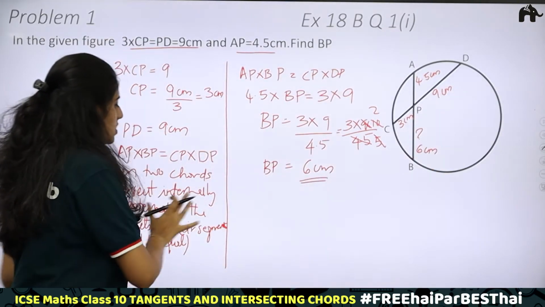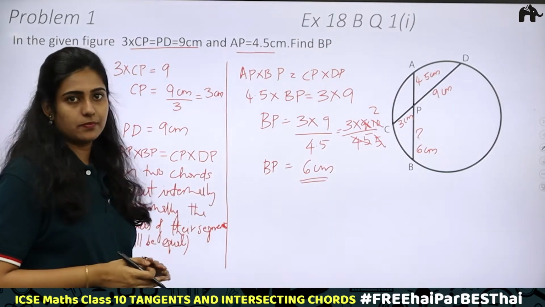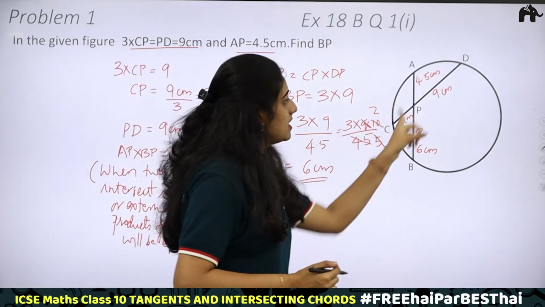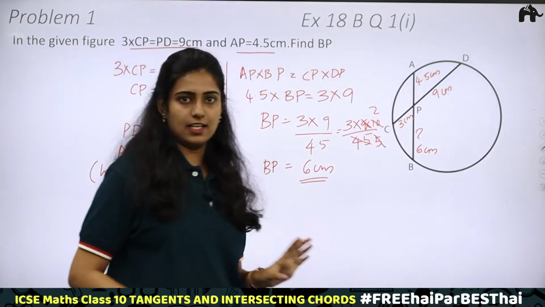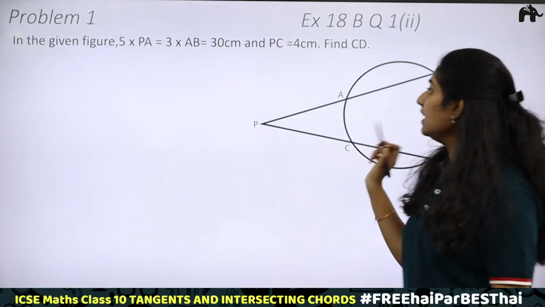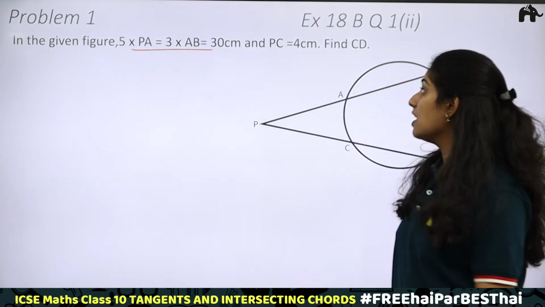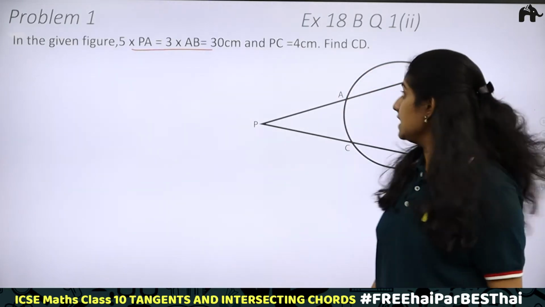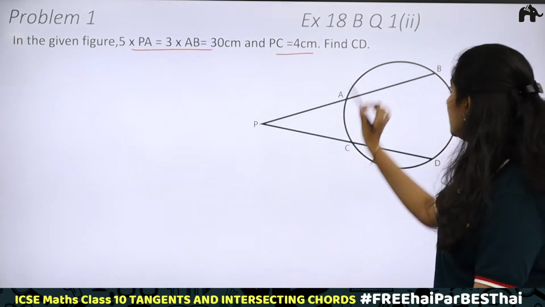Clear? We are just using the theorem and putting the values. You will be getting the length BP. Okay. Here the chords are intersecting internally, not externally. Chords are intersecting internally. Clear? Second part of this question. In the given figure, 5 into PA is equal to 3 into AB is equal to 30 centimeter and PC is equal to 4 centimeter. We have to find CD.